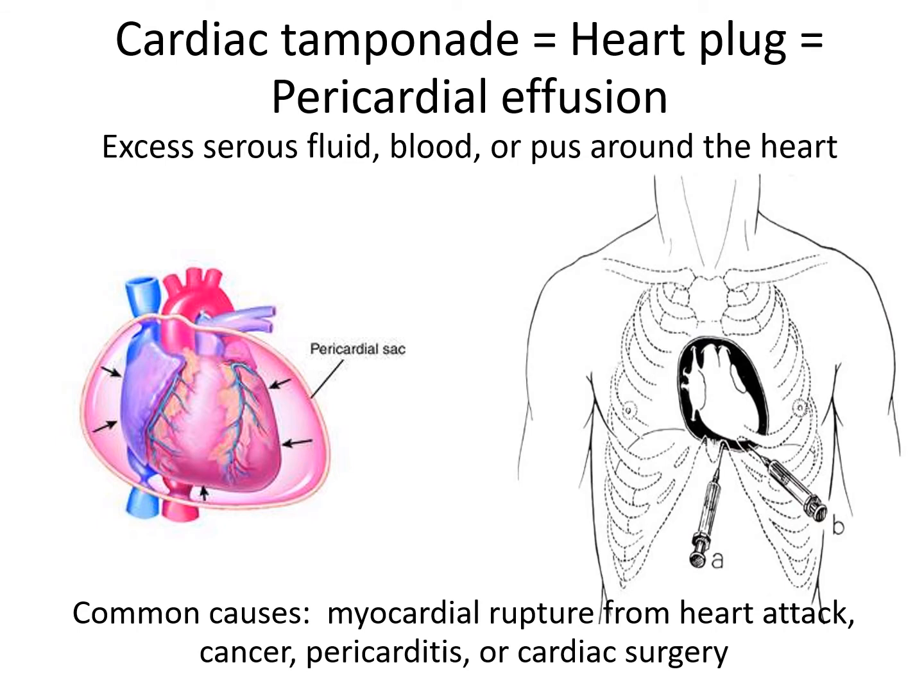Now, the problem is this can put a squeeze on the heart, so as the heart tries to contract and pump blood, there may be a squeezing effect due to this excess fluid gathered around the heart. This condition can come from myocardial rupture, meaning heart muscle rupture from heart attack. It can come from cancer, pericarditis, or cardiac surgery. So in this picture on the right, you can see that syringes may be inserted to extract out that fluid and reduce the pressure of pericardial effusion on the heart.